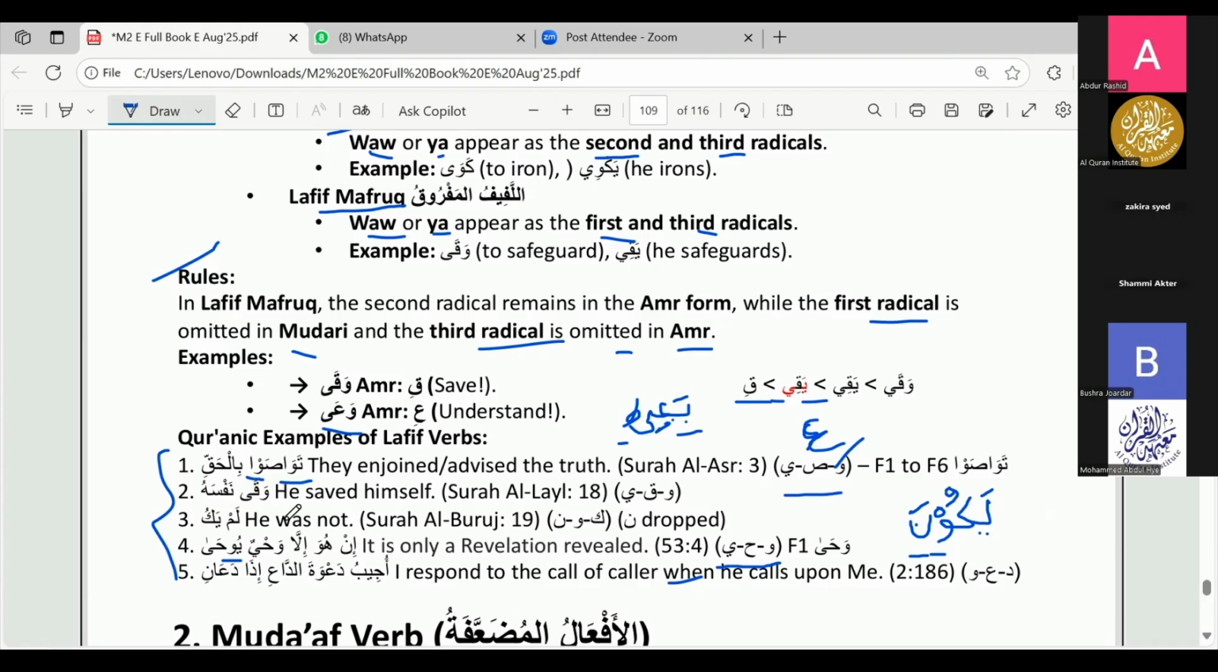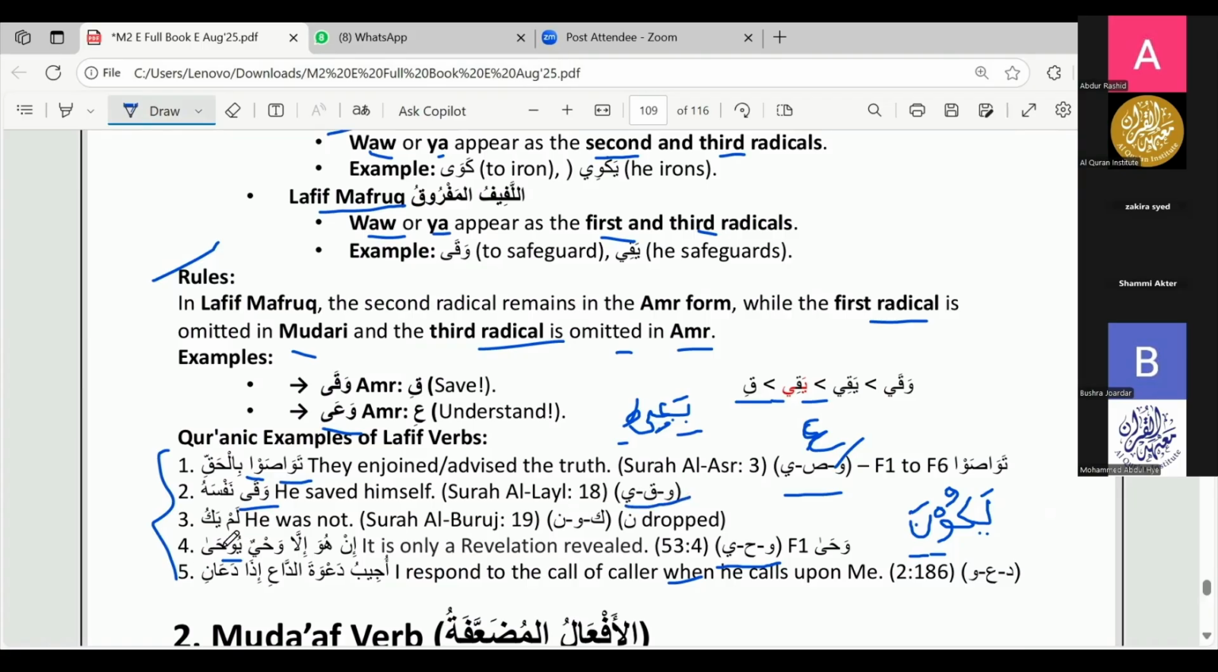Now, the next example, waqo tabsahu, he saved himself. So here, the lafif verbs. This one is the first radical waw and the third radical ya, so first and third radical. That means it is lafif mafruk, and the root letters are wa, qaf, and ya.